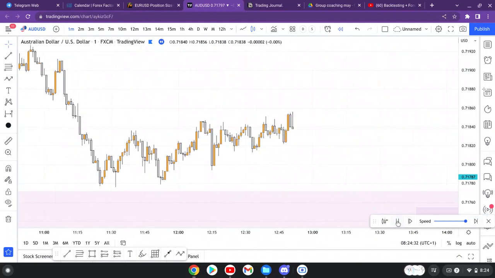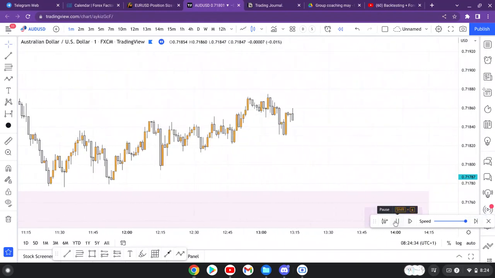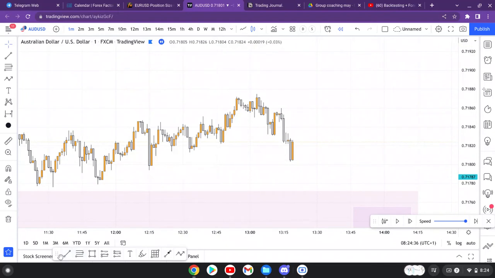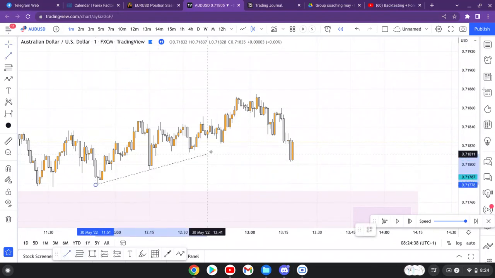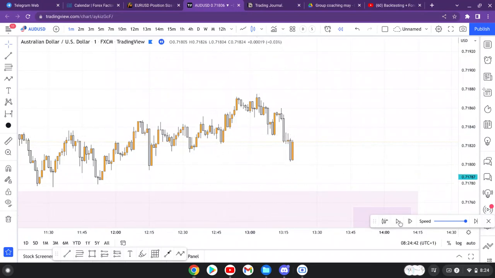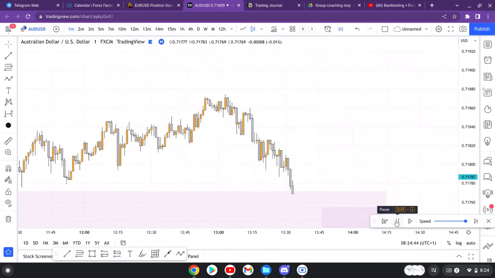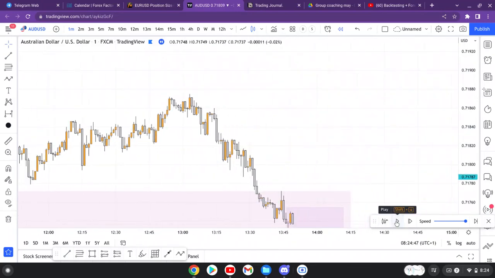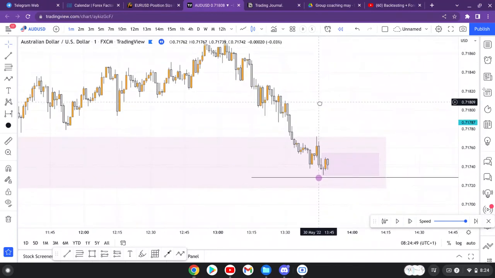Speed up a bit more. Okay, people are probably looking at this, or yeah, nice clear trend line. Okay, they get taken out. And now we've tapped into our zone.